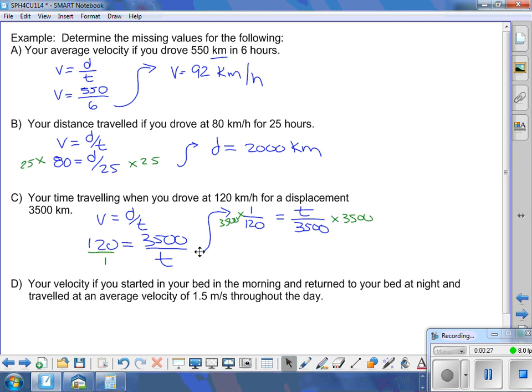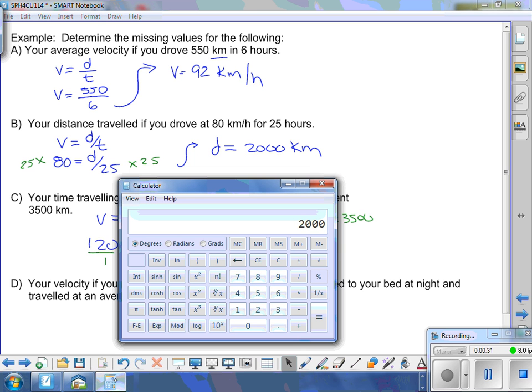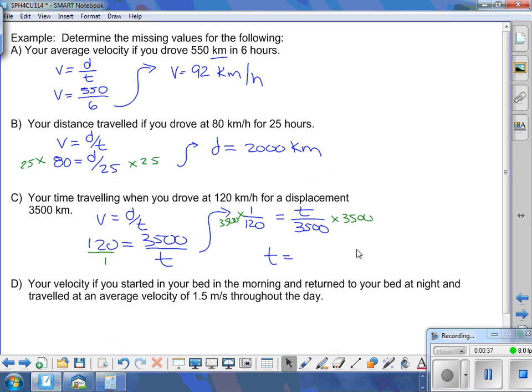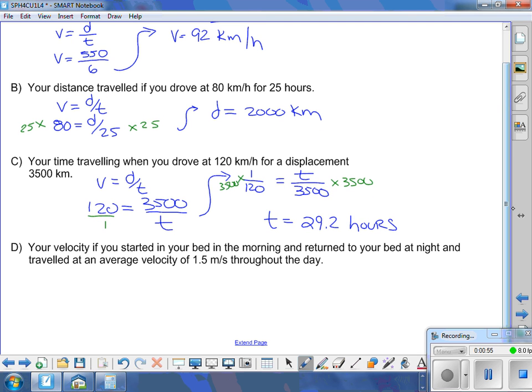So we'd have 3500 divided by 120. Bring up the calculator. 3500 divided by 120. We get 29.2 hours. All right, so if you drove at 120 kilometers an hour and you went 3,500 kilometers, it would take you 29.2 hours, and that would get you probably to Miami if you're driving from Ontario from Mitchell.